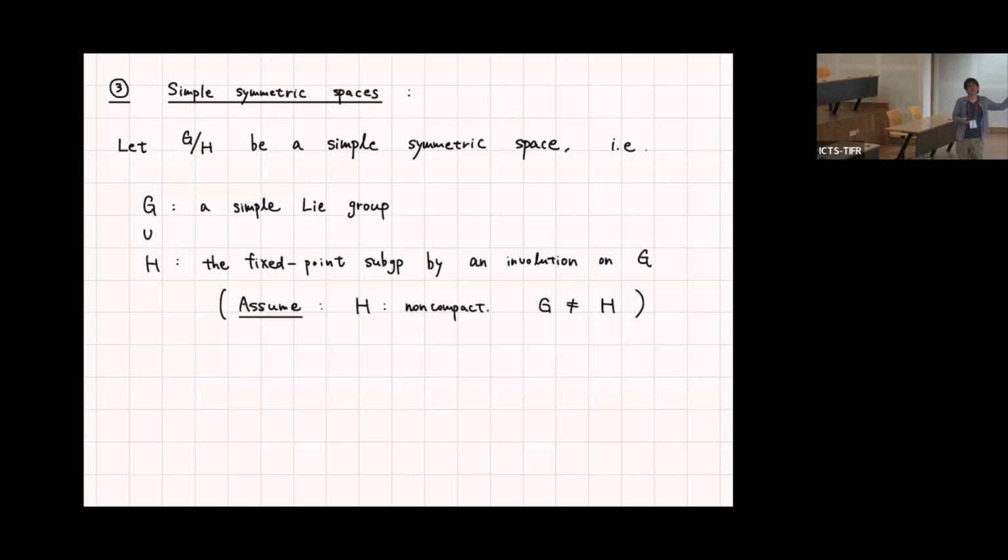contains the first example of HPQ as a special case. So let G mod H be a simply symmetric space, namely let G be a simple real Lie group, and let us consider a fixed point subgroup by some involution. So we consider this simply symmetric space. And I assume that this H is non-compact because if H were compact, then G mod H is just a Riemannian symmetric space of non-compact type, which of course has a compact quotient. And also, of course, we need to assume that this involution is non-trivial.